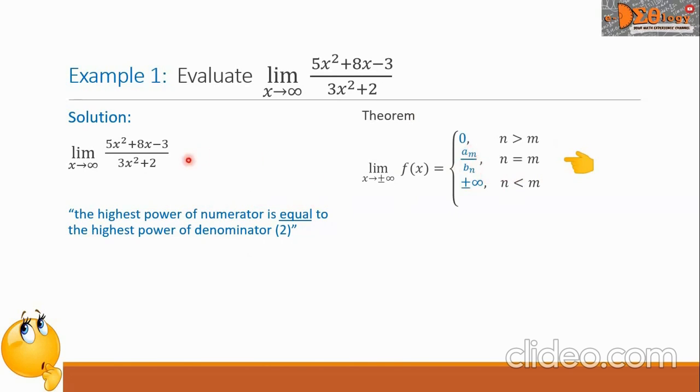And this is the answer. It means directly we can write our final answer, and that is the coefficient of the highest power of the numerator over the coefficient of the highest power in the denominator. So we have here 5 over 3. This is our final answer.